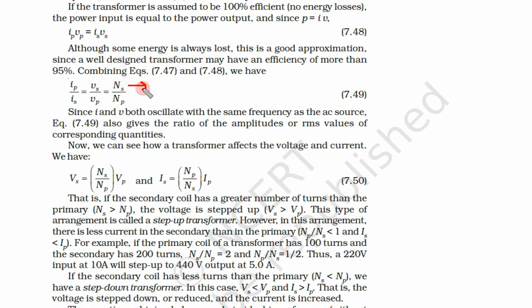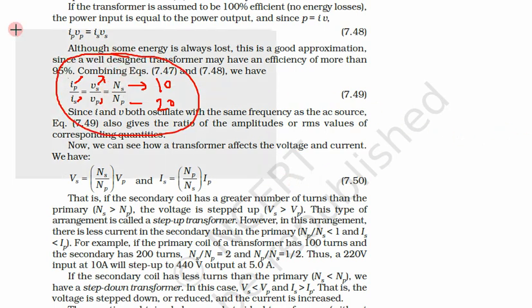Suppose this secondary has 10 turns and this primary has 20 turns. So voltage on the secondary coil is reduced. It is half of the primary. But current in the primary will be doubled. Current in the secondary coil will be doubled just to maintain the constant power.